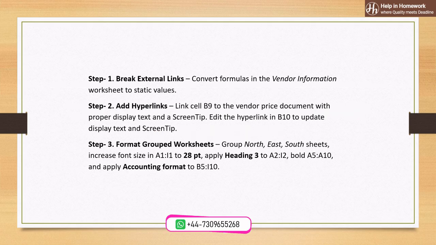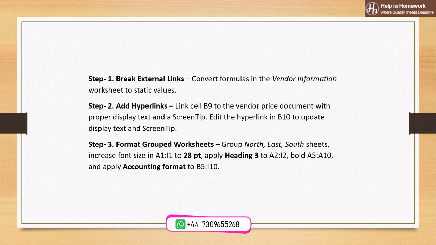Step 1. Break external links. Convert formulas in the vendor information worksheet to static values. Step 2. Add hyperlinks. Link cell B9 to the vendor price document with proper display text and a screen tip. Edit the hyperlink in B10 to update display text and screen tip.